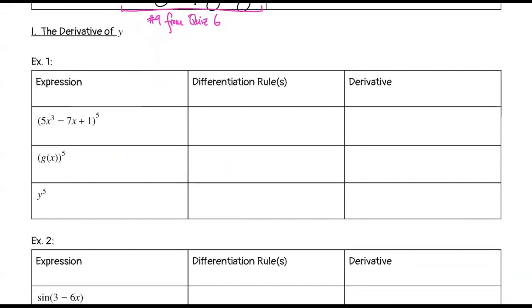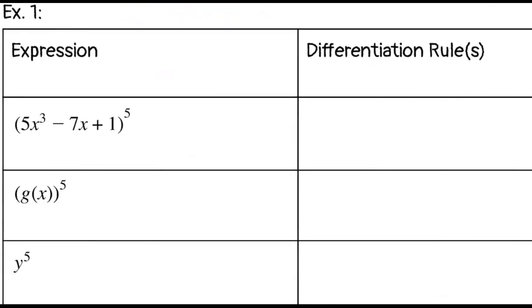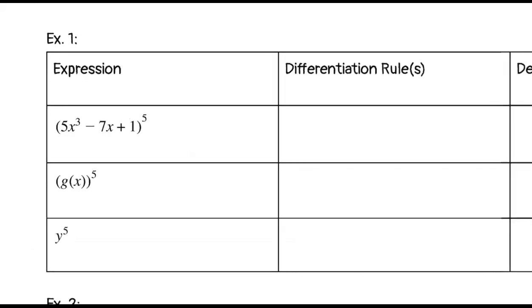And so let's start off with example number 1. We're going to take a look at 5x cubed minus 7x plus 1 to the 5th power. I'd like you to tell me what rule or rules you think we should use to find that derivative. Right, so I already see a chain rule. Chain rule, yeah. What other rules might we need?